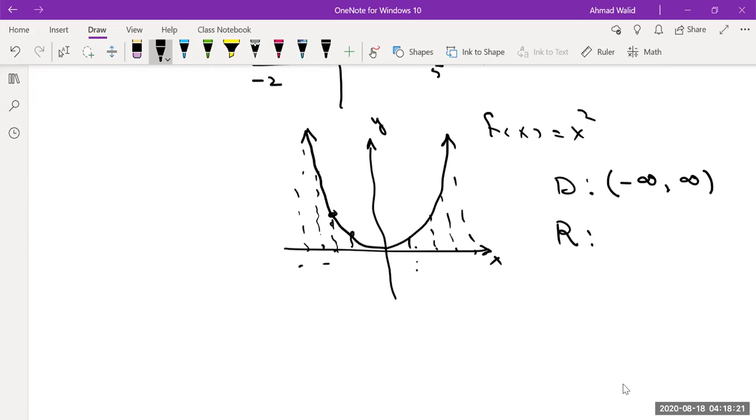What is the range? You see the lowest point on the graph is 0, and the highest point is infinity. I used here brackets and parentheses, and I'm hoping that you know the meaning of bracket and parentheses. Bracket means a closed circle. Parentheses means an open circle, right? It doesn't end. This notation, I'm sure everyone knows.